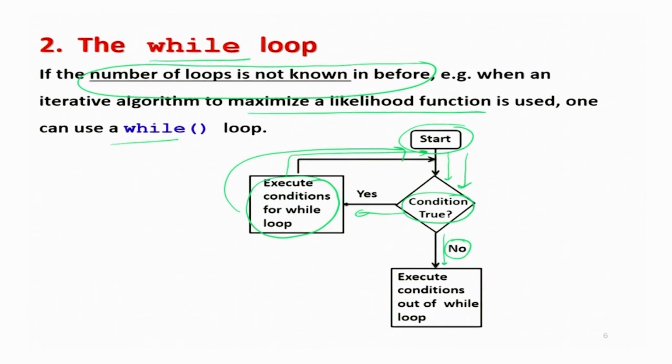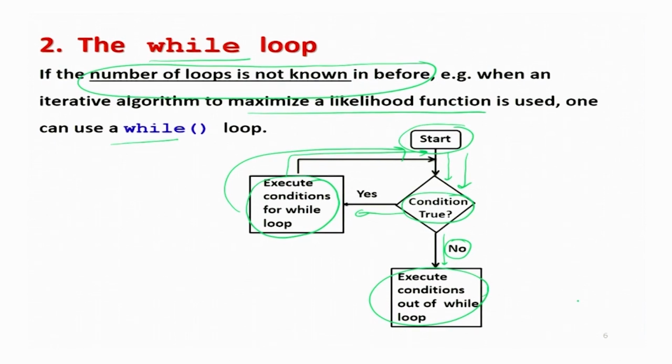In that case, we execute those statements which are written outside the while loop, and you stop the program or do whatever has been asked in the program. So you can see here that it is not really known before the start of the program how many times this condition is going to be true.